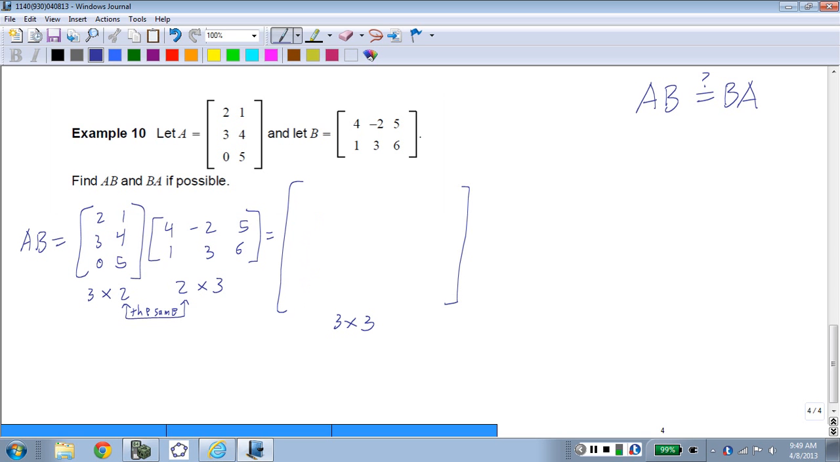Keep in mind we're multiplying rows of the matrix on the left by columns of the matrix on the right, and we get individual entries of the product matrix. So we can begin by multiplying the entries in row 1 by each column of the matrix on the right. So we're going to take the 2, 1 and multiply by the 4, 1.